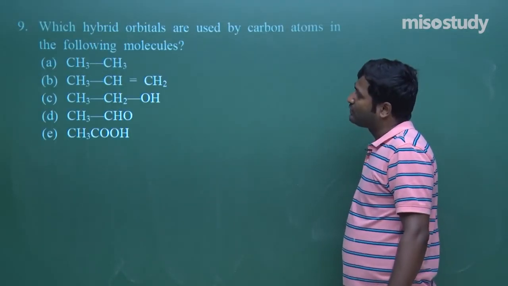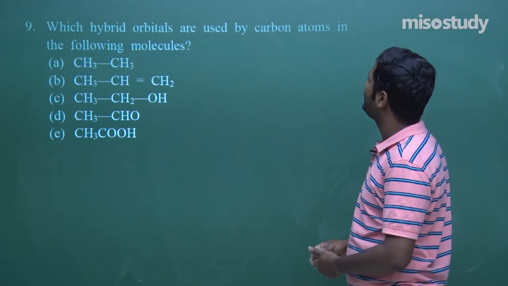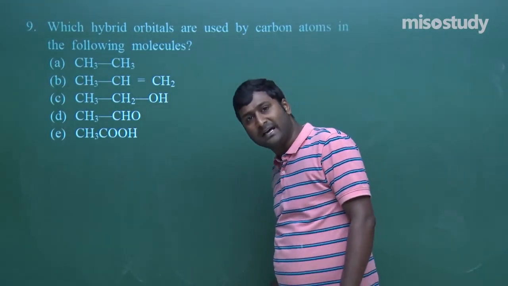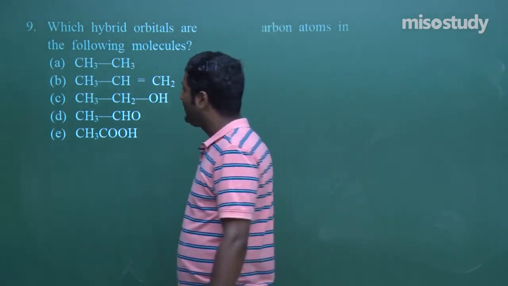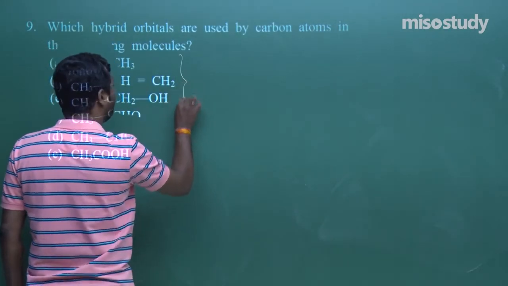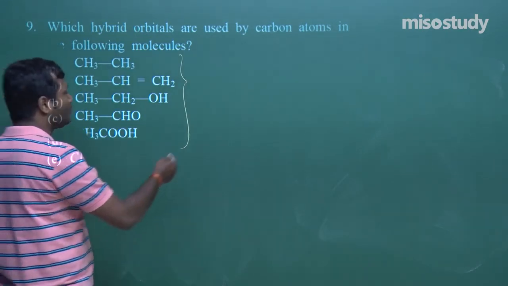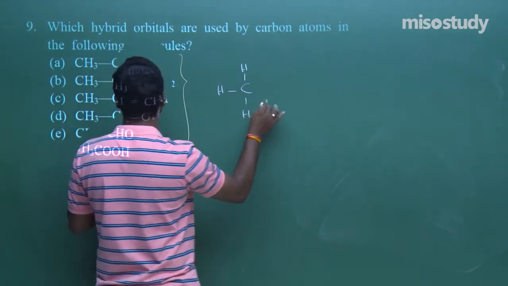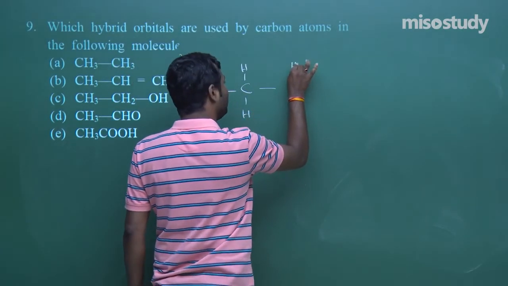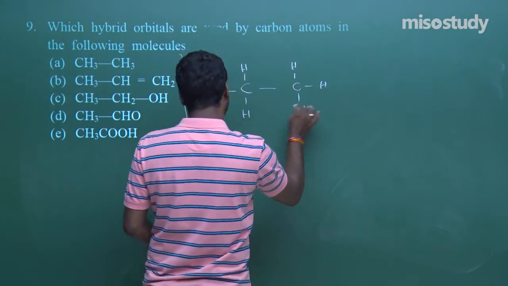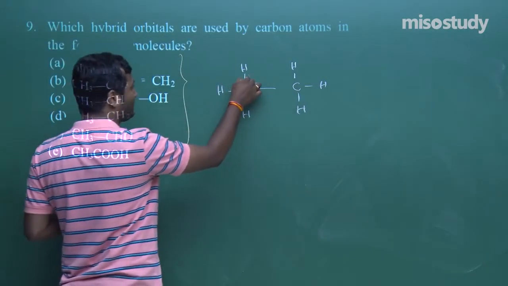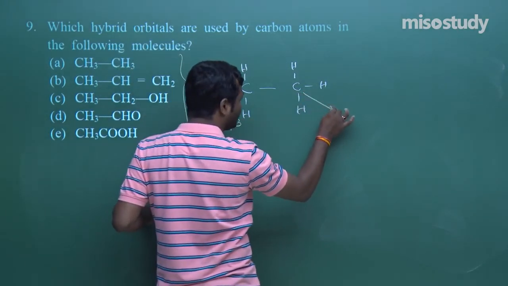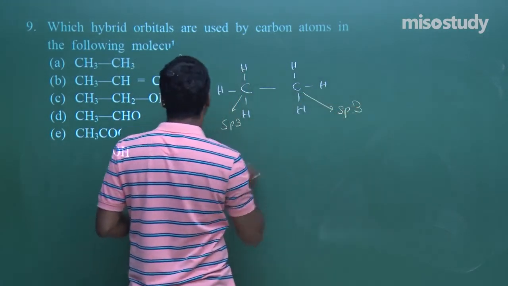Moving here, that is question number 9. Which hybrid orbitals are used by carbon? As we know, there are many methods to find out the hybridization. In the case of organic compounds, a better way to find out the hybridization is to count the sigma bonds. This is the case, my friend, that is CH3. Now tell me, in this, how many sigma bonds? 1, 2, 3 and 4. So hybridization is sp3. In this case also the hybridization is sp3.